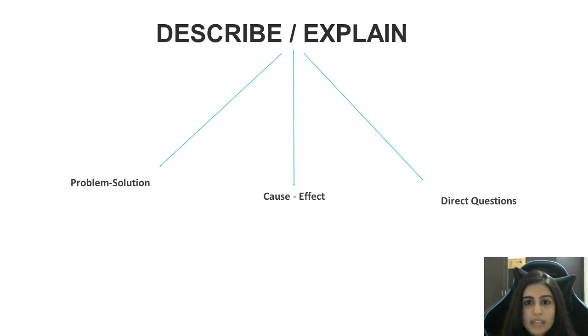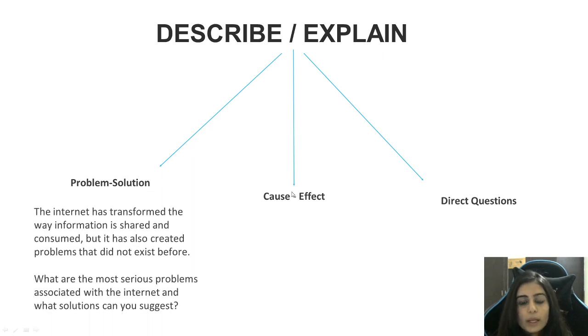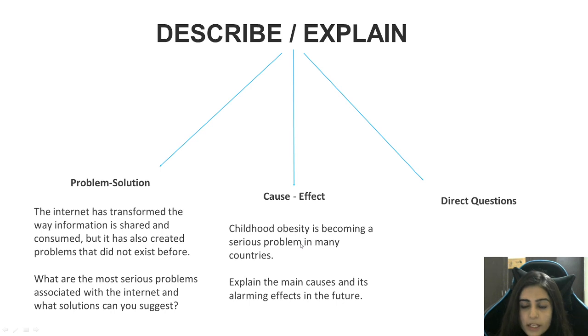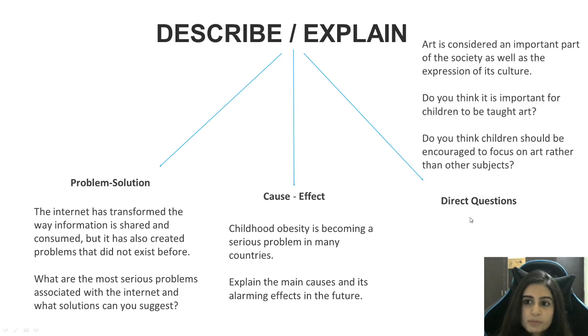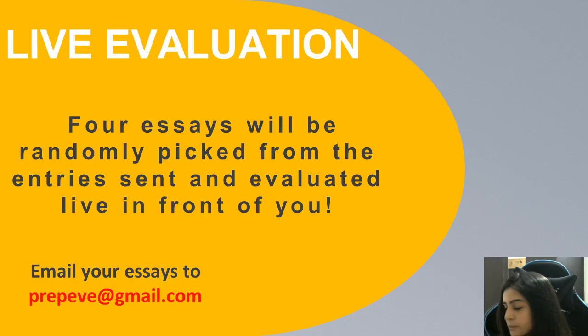Now this is what we started yesterday, describe and explain kind of questions. This is the third broad category, and under it we have three subtypes. The first one is problem solution kind of questions, which we dealt with yesterday. Today we'll be taking up cause and effect questions, which is this one. And tomorrow is Sunday, so on Monday we'll be taking up direct questions.